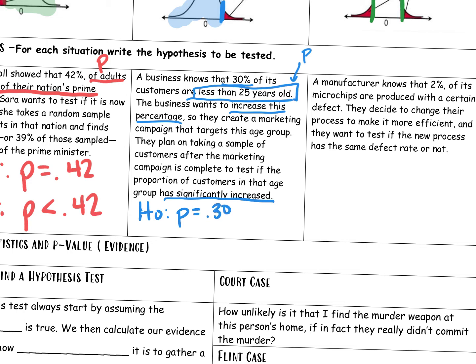They wanted to increase after the marketing campaign. So HA, if they wanted to increase, we want to test for evidence that it does increase. This is P is greater than 0.3. Again, notice the parameter is not changing. The value for the parameter is not changing. The only thing changing is the sign in the middle. The sign in the middle, this first one's always equal to. This one is based on the sample and what you're trying to show evidence in favor of.